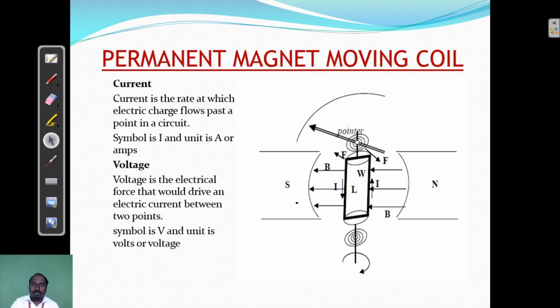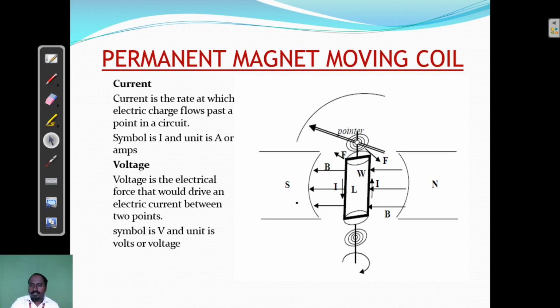Before going into the topic, we should know the basics: what is a voltage and what is a current. Current is the rate at which electric charge flows past a point in a circuit. You should know the symbol for current. It is I and its unit is ampere, amps or A. Voltage is the electrical force that would drive an electric current between 2 points. Its symbol is V and its unit is volts.